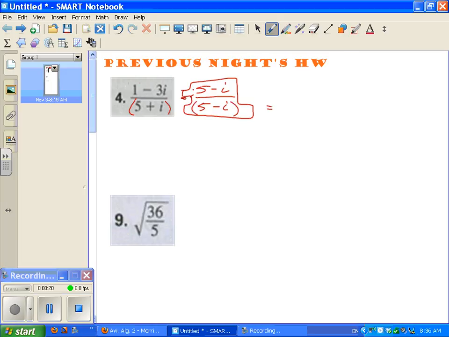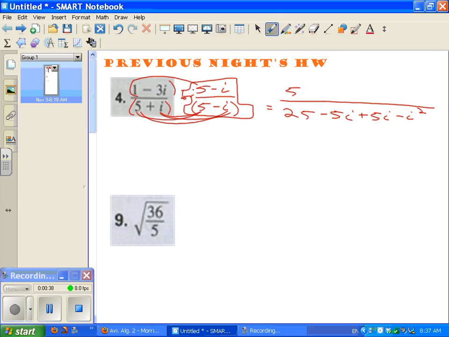So down here, I'm going to get 5 times 5, 5 times negative i, times positive 5, and then i times negative i. Okay, then up here, I have to FOIL this one too. 1 times the 5, 1 times the negative i, and negative 3i times 5. And negative 3i times negative i.